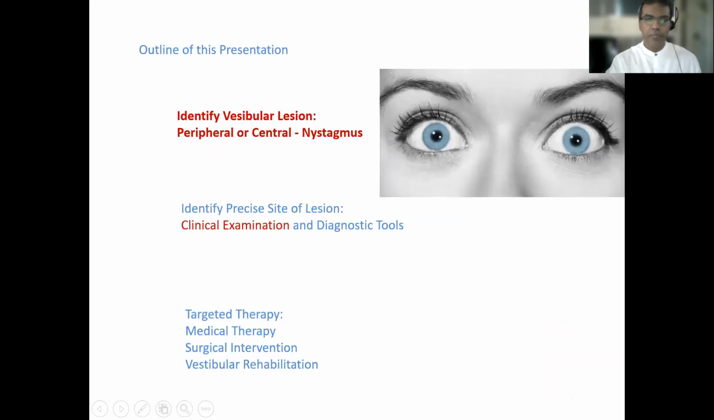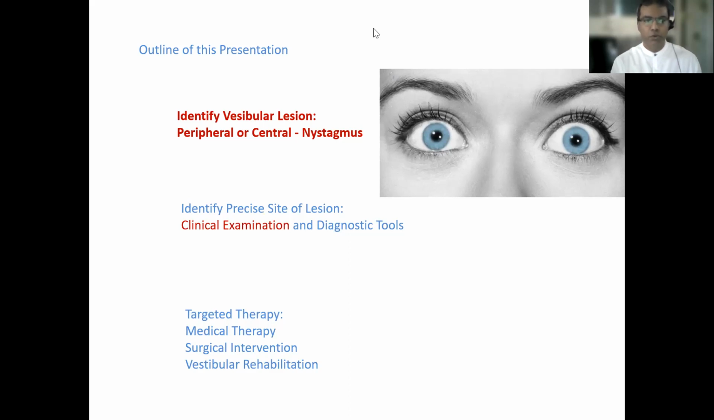Okay, so as I mentioned, we want to first of all identify whether a patient who comes to us is actually suffering from a vestibular lesion. And vestibular lesions can be divided into peripheral or central. One of the key features to help us identify whether it's a peripheral or central lesion is the presence of nystagmus and the type of nystagmus. And I will go into more detail about this later.